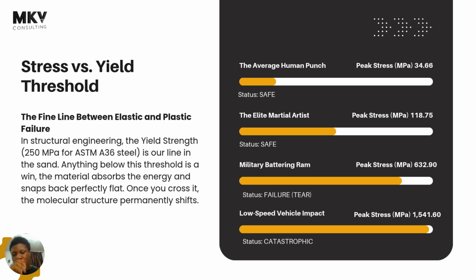Elastic and plastic failure. Elastic basically means if it deforms, it's going to revert back to its original position. Plastic tells you it's going to deform, but it's not going to be able to return back to its original position. Now, in structural engineering, we have 250 megapascals, and what we have to understand is this. These four scenarios show you how much it actually takes to deform a material. When an average human being punches at 34 or 35 megapascals, it's basically safe. You take the person to the hospital.